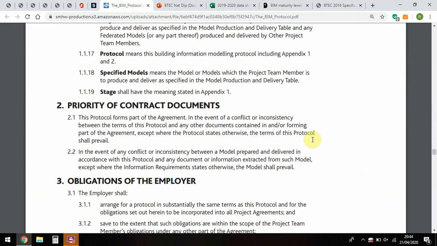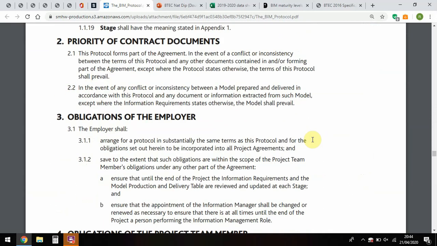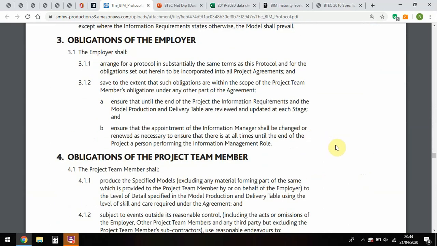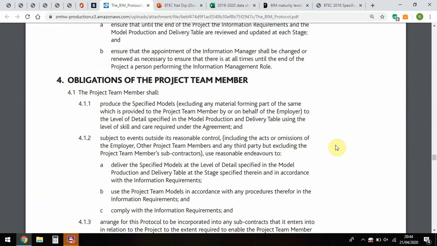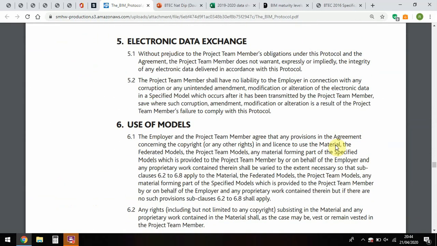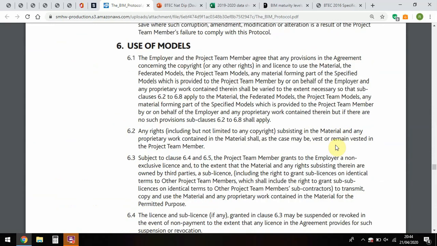It was definitely worth having a look at some of the stuff down here. It talks about the obligations of the employer, which is probably going to be your client. It talks about the obligations of the project team manager in terms of what they have to be doing. It talks about the electronic data exchange and the use of the models.